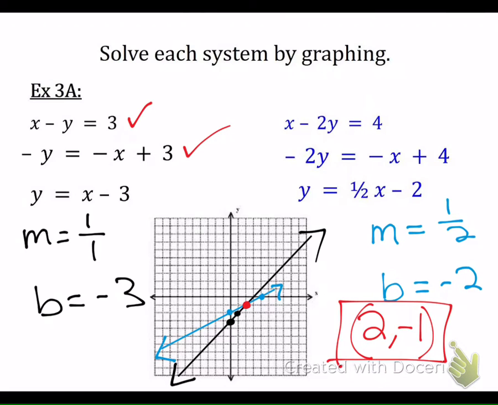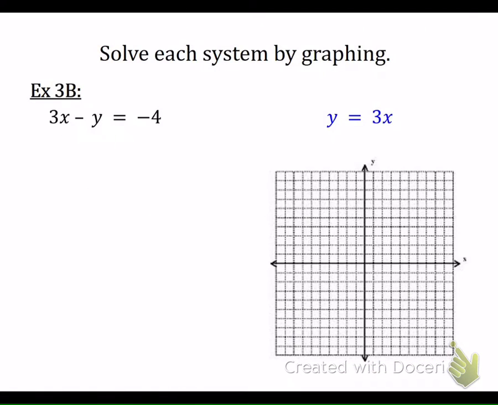I was going to say, you want us to write down the ordered pair. The ordered pair is the answer. The answer here is 2, -1. What are your questions? All right. Here's the next one.